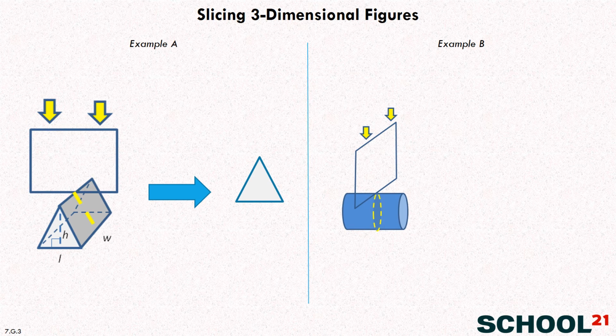So here we have a three-dimensional shape. It's a cylinder. It's on its side. We're going to take this plane and we're going to slice through the cylinder. And what shape will we get? You're right. We'll get a circle.